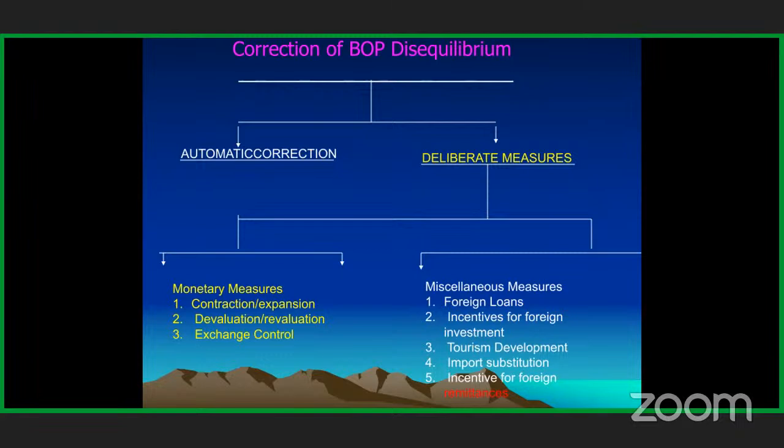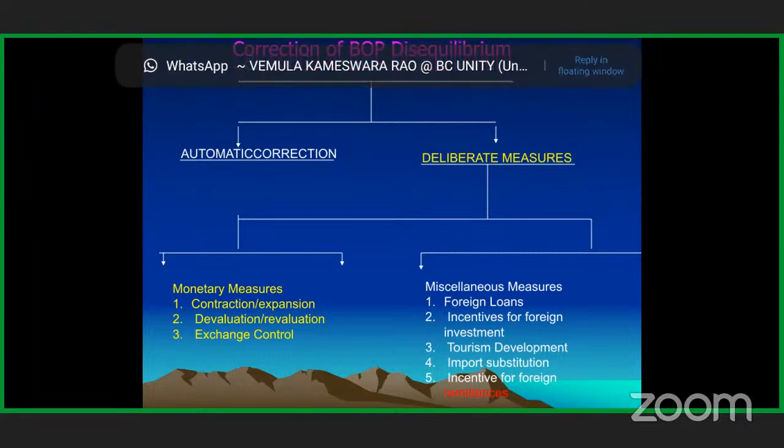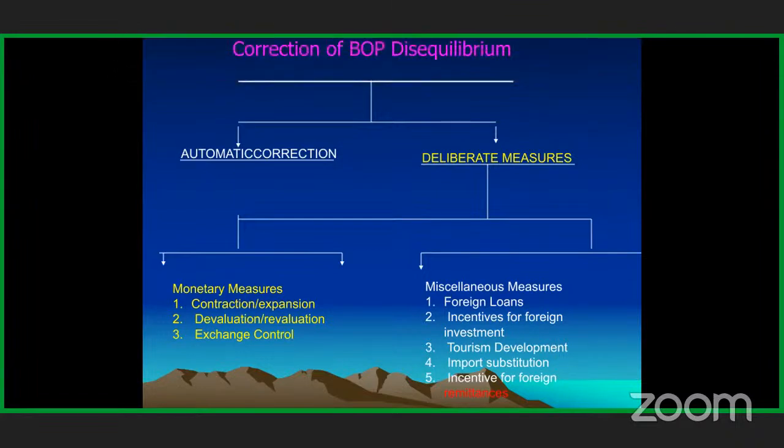So, due to these exchange controls, we can correct the balance of payments disequilibrium. And trade measures. Trade measures are also part of miscellaneous measures. In this, the different trade measures are import duties, export promotion, encouragement to foreign investment, attraction to foreign tourists, and social measures.